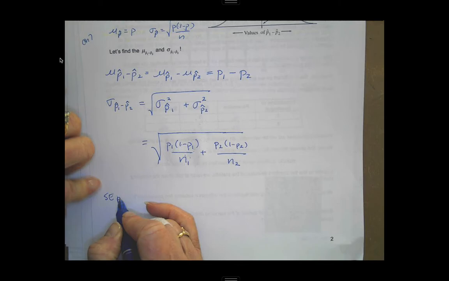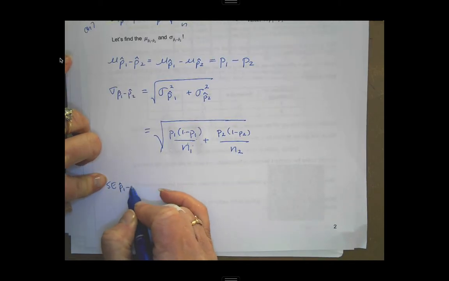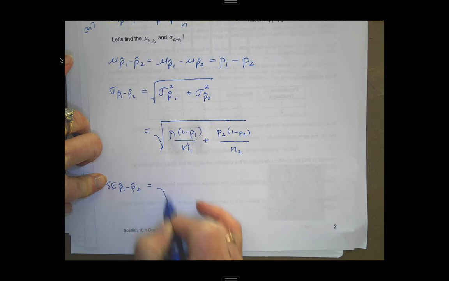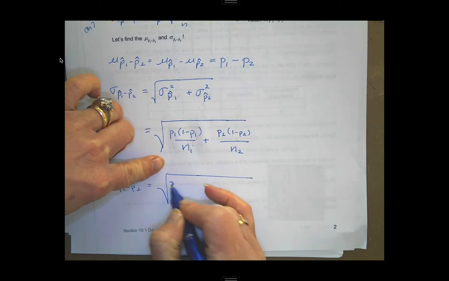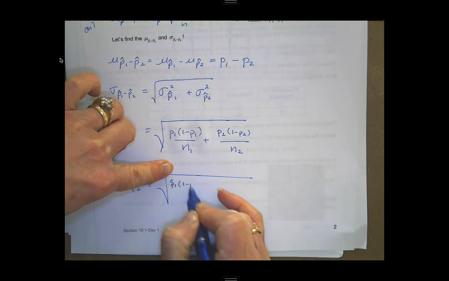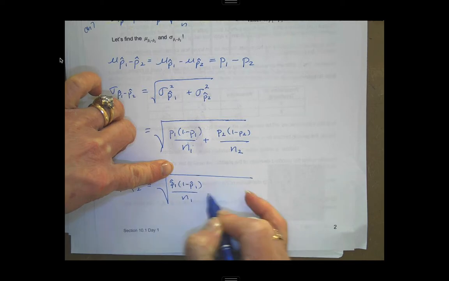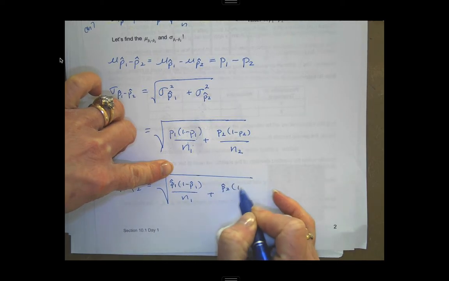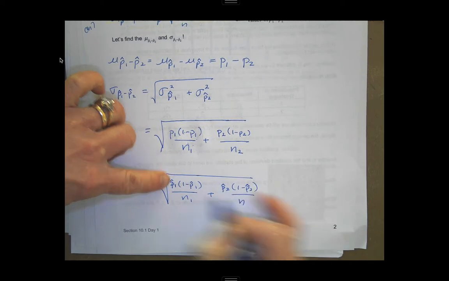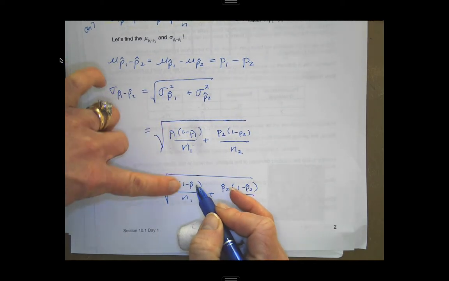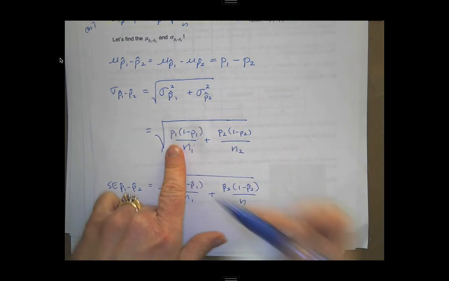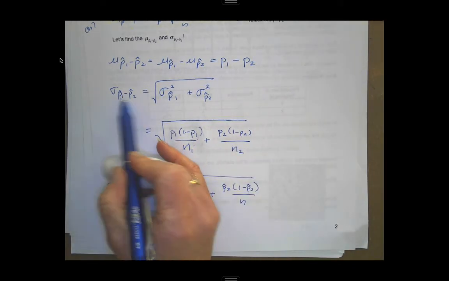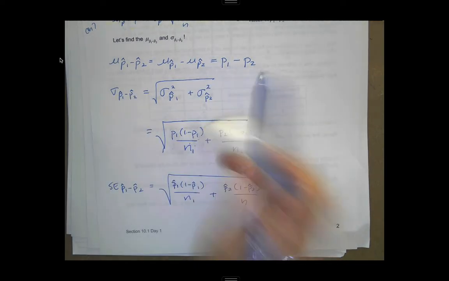If you wanted the standard error, which is what we're going to use for the confidence interval, we won't know P1 and P2 in the confidence interval. So in the confidence interval we would plug in the P hat 1, and we plug in the P hat 2. And we'd call that the standard error because we're using the statistic, not the parameters. We're using the value from the sample, not the value from the population. Again, this is just trying to tell us, on average, how far away are these differences from the true difference.